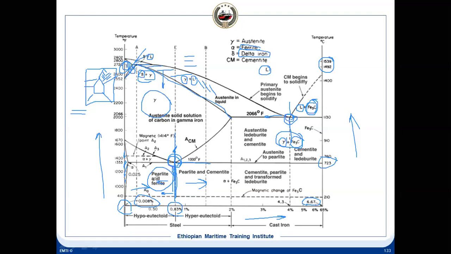But if we move this side, this is the eutectoid point, we call it hypoeutectoid. It means if you move in this direction, there will be ferrite plus pearlite. It means this gamma austenite will change to ferrite and transformation will start. It will be ferrite and pearlite. For example, suppose this is the structure.